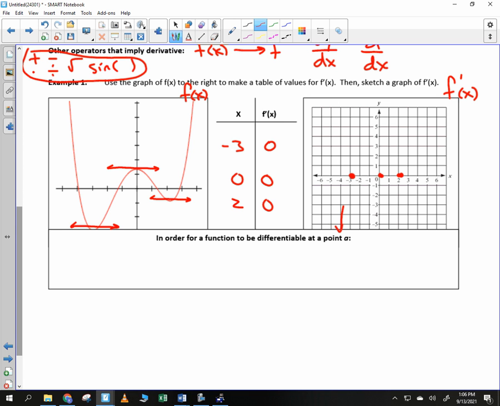Tell me something about the graph between negative 3 and 0. The derivative is positive. How do you show positive on a graph? You go above the x-axis, right? So watch again. Okay. So I'm below the x-axis because the slope is negative. I'm above the x-axis because the slope is positive. What am I going to do after that? Go below because slope is negative, so I'll go below. And then, positive.